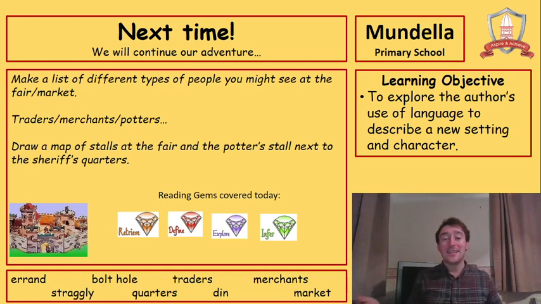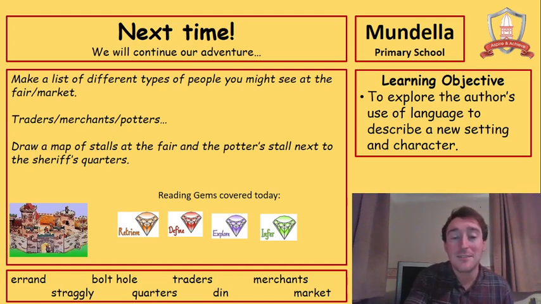Okay, another fantastic day of reading. We're going with the story, and Robin, disguised as a potter, is now in the castle grounds in Nottingham. He's so close to the sheriff. Let's see what happens next time on Robin Hood. Well done, everyone. I'll see you for more reading next week.